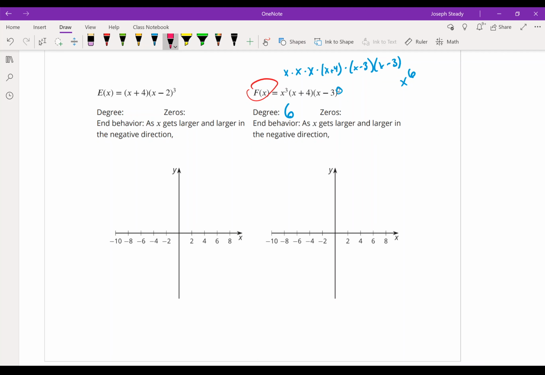For my zeros, I have x equals 0 is what we get from the x cubed, and that's going to show up 3 times. So I'm going to make a note here. This has a multiplicity of 3. I also have x equals -4. That only shows up once. And then I have x equals +3. And that one has another multiplicity. That has a multiplicity of 2. I'm going to use a different color for that one.